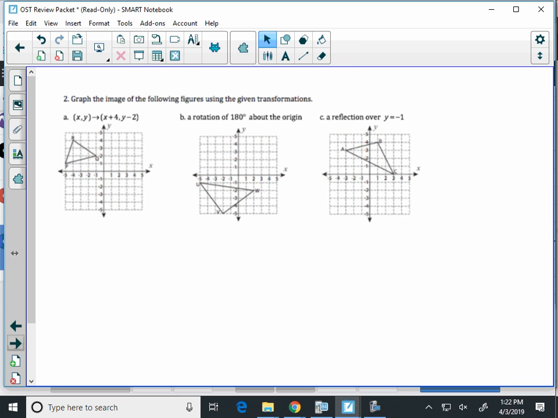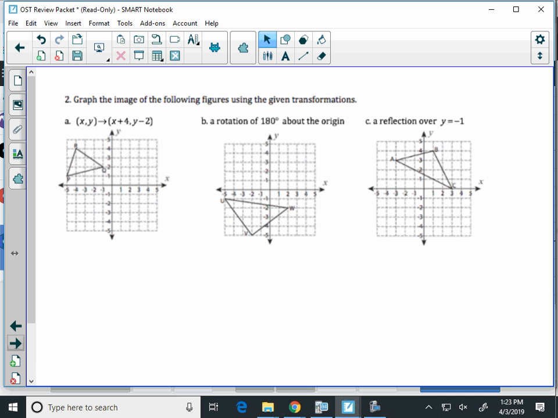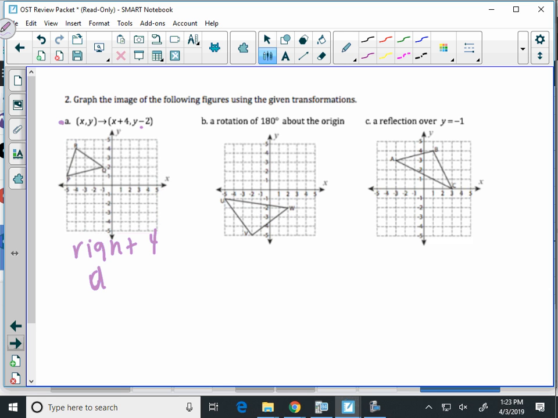So for number 2, we're going to graph the image of each of the following figures using the given transformation. So we take a look at A. The transformation they gave us was a translation. So whenever we're adding or subtracting numbers to x and y, that means we're doing a translation. So whenever we're adding a number to x, that means we're moving all our points to the right. So we're going to move all our points right 4 first. And then whenever we're subtracting a number from y, that means we're going down, however many that is. So we're going to go down 2.